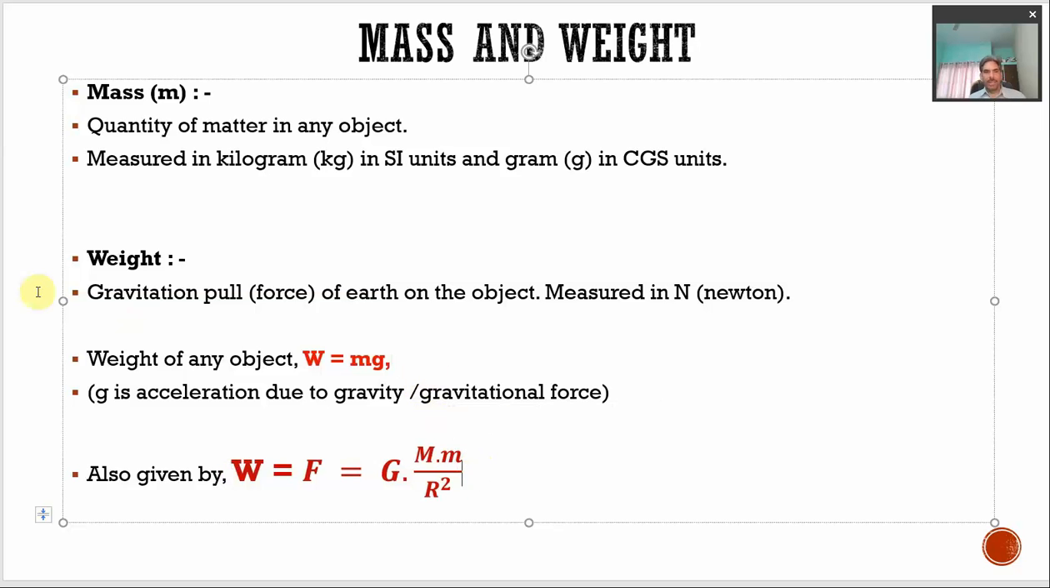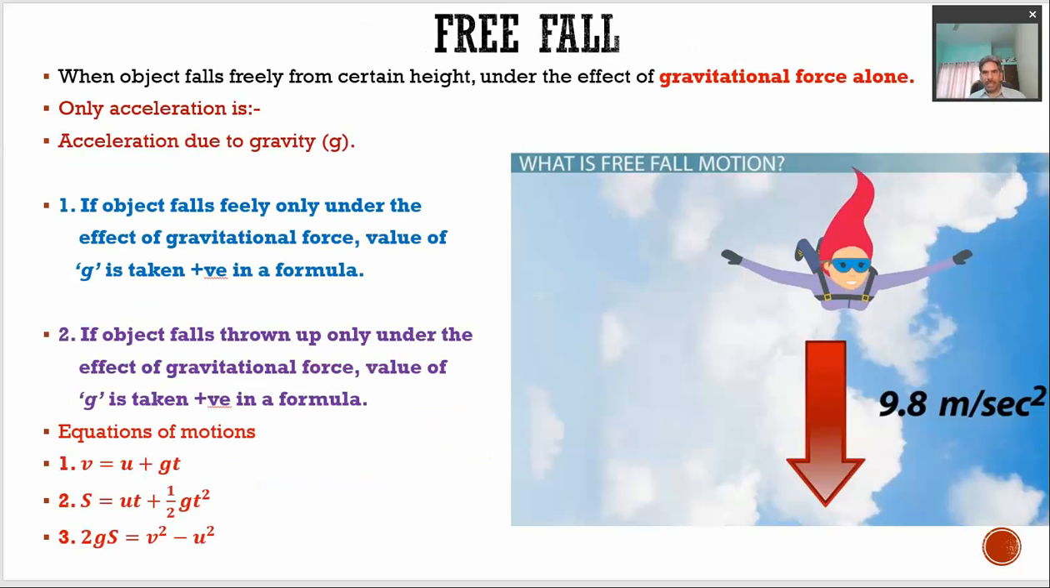Okay. The next thing we are interested in here is free fall. So what is free fall of an object? When an object falls freely from a certain height, the object moves only under the effect of gravitational force alone, right? There is no other force other than the gravitational force acting on the object. Only the gravitational force is acting during the fall of the object.